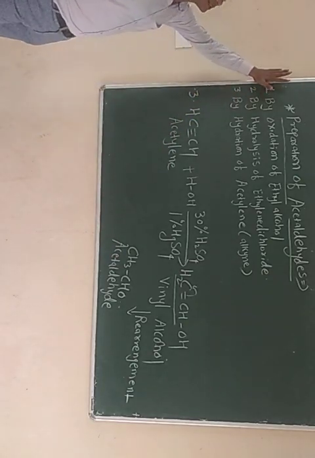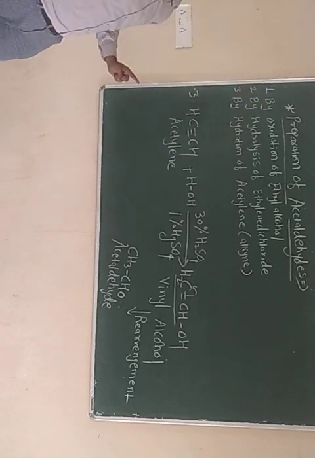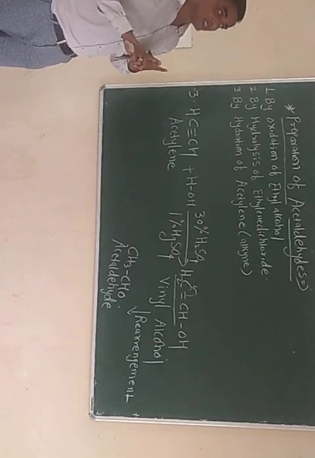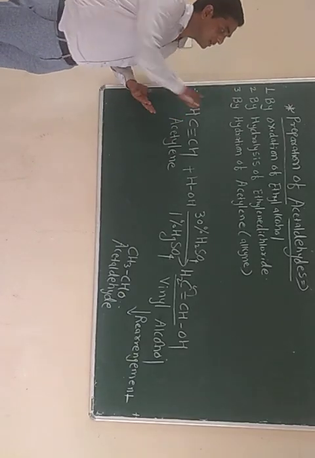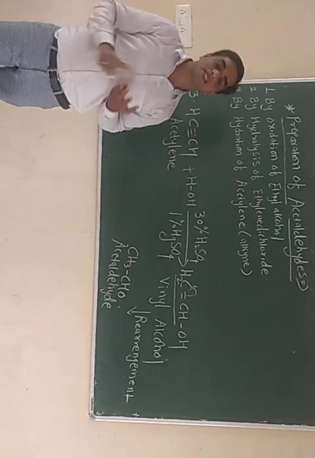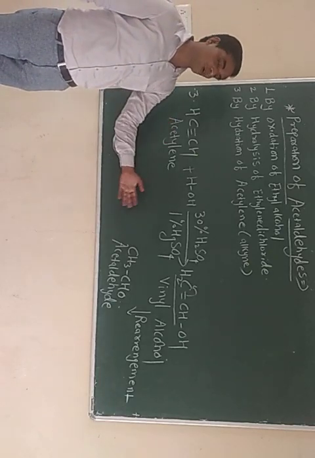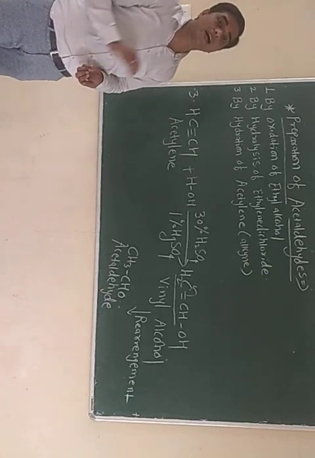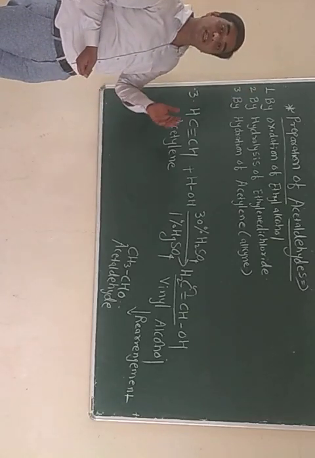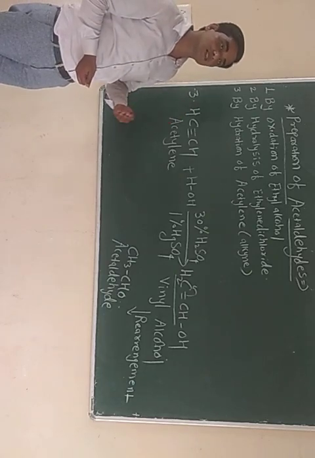So these are all the preparations of acetaldehyde. First one is by the oxidation of ethyl alcohol, second one is by hydrolysis of ethylene dichloride, and third one is by the hydration of acetylene, that is the alkyne. Step by step we carry out these processes and obtain our targeted molecule, acetaldehyde. So this is all about the preparation, or the synthesis, of acetaldehyde.